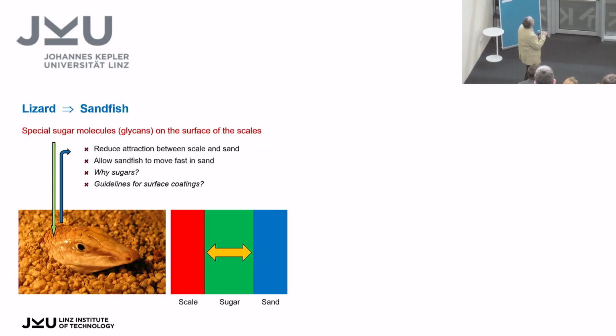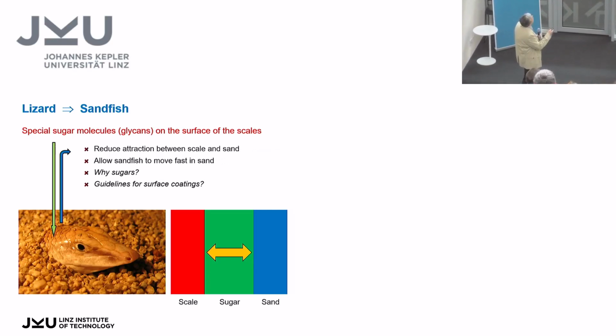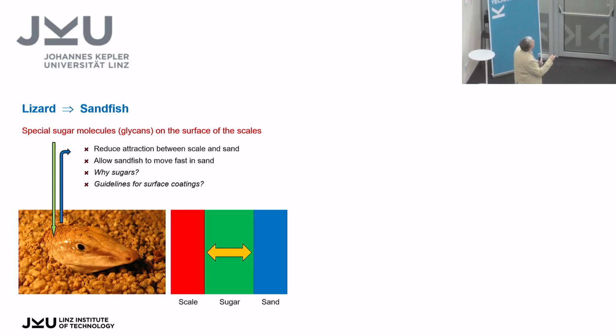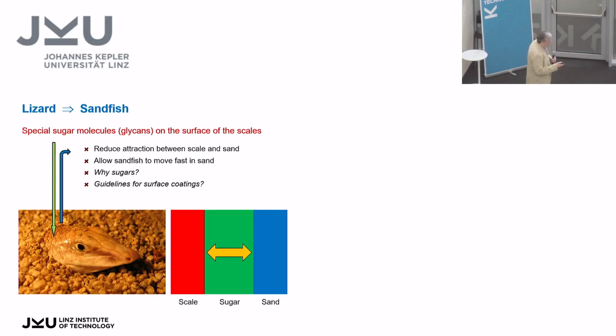And what these sugar molecules on the skin do, they reduce the attraction between the skin or the scales, yeah, and the sand, and allow the fish to move fast in the sand. So not the fish, the sandfish is the lizard actually. And the question is, why sugars? And are there guidelines for surface coatings? Can we learn something about what makes this surface so gliding or smooth?